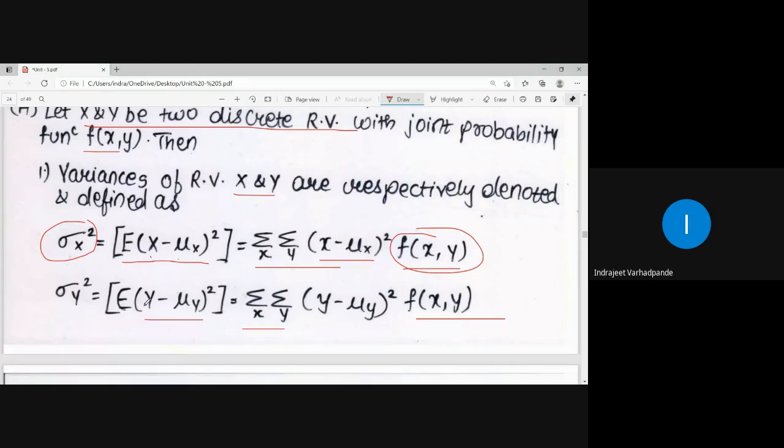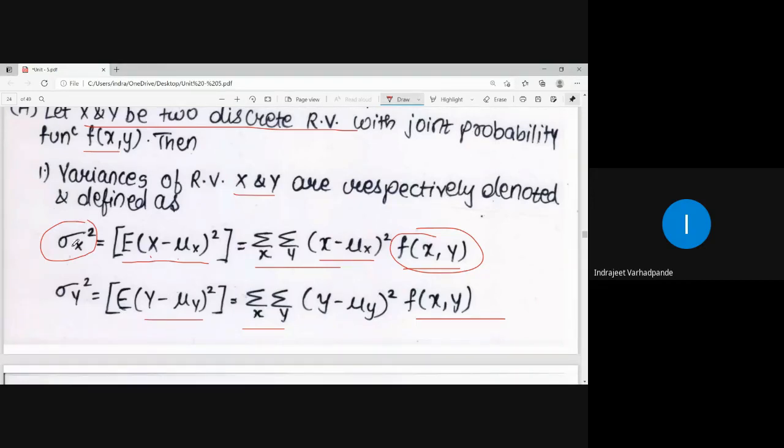So whichever quantity is taken for calculation of expectation, that will be multiplied by the joint probability function and taken over summation with x as well as summation over y. This is the definition for the value to be calculated for the variance of y in case of discrete random variable. On the contrary, when we convert this to the continuous random variable form, this summation will be converted to integral, and that integral is taken from minus infinity to infinity.